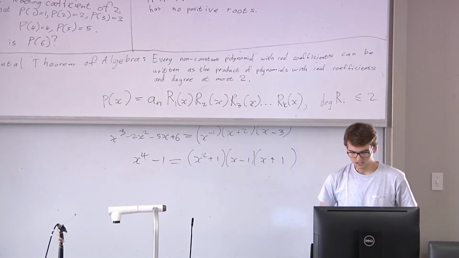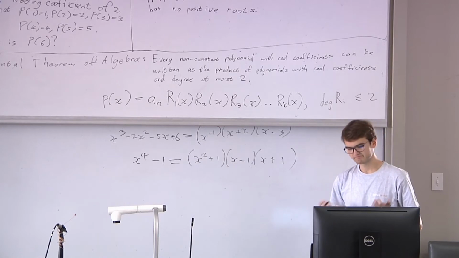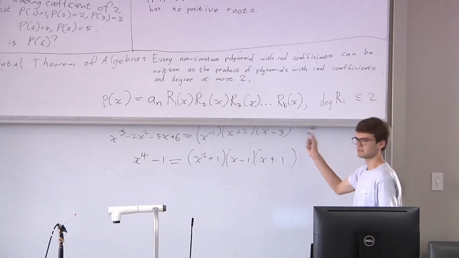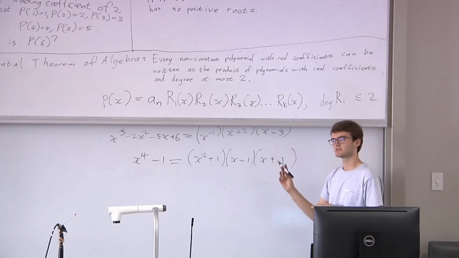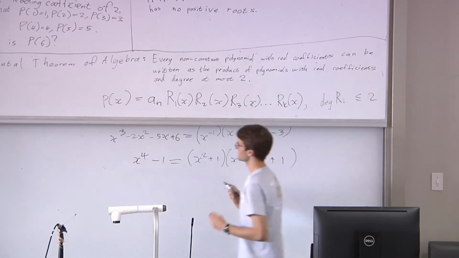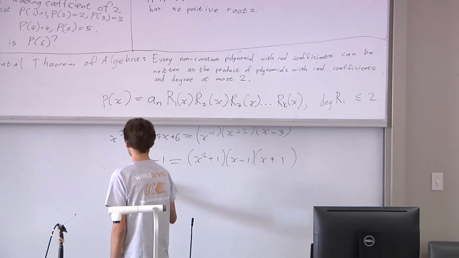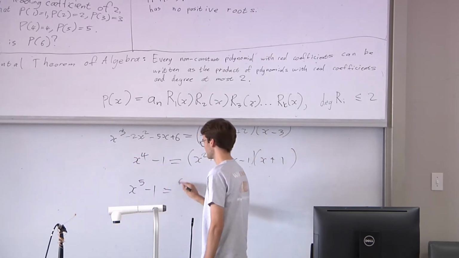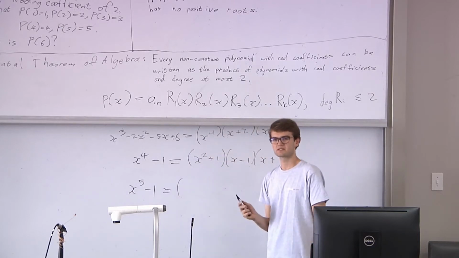Okay. But keep in mind that these factors that you get out aren't always nice to work with. For instance, consider x to the 5 minus 1. Now, does anyone remember how that factorizes from yesterday?